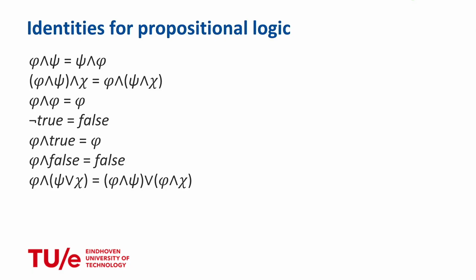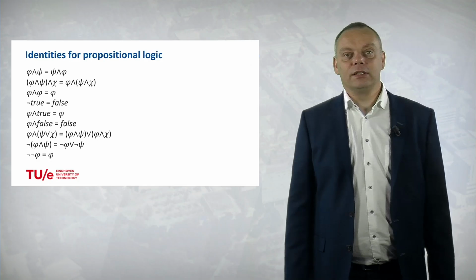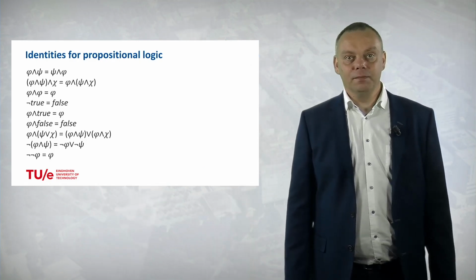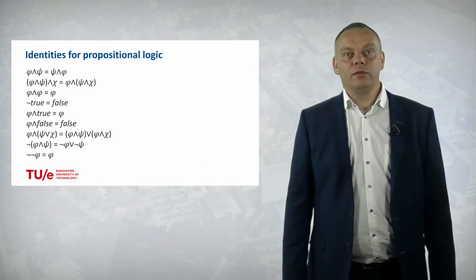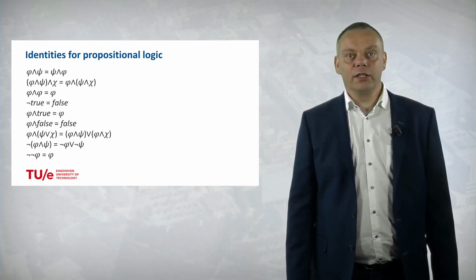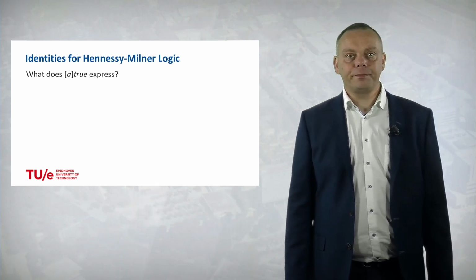We know that the and is distributing over the or, as is the or distributing over the and. Negation can be distributed over the and, but then the and is replaced by the or. And we also know this equation that says that if we have two negations, we can simply remove such a negation. So we have also identities of this kind for modal logic. So let's look at a few.